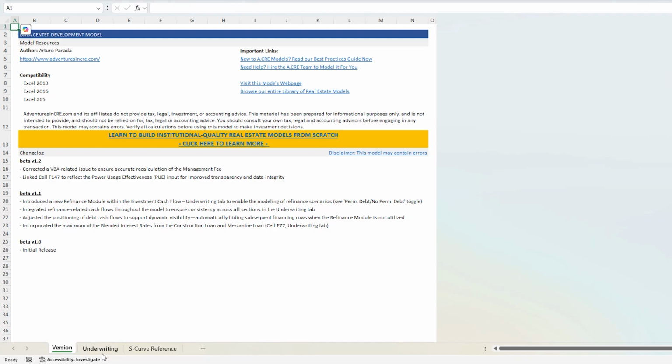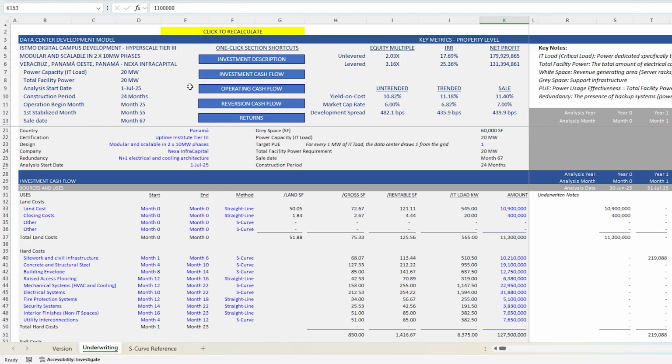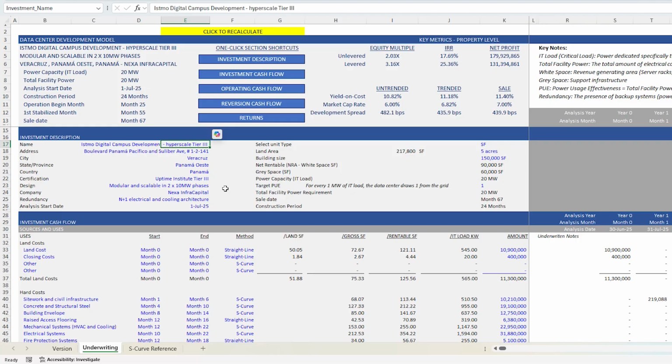Now, as with most of our models, you'll find an underwriting tab, where the great majority or all of the inputs of a model live. Blue font cells being those input cells. Let me first cover, before I walk through Arturo's model here, some of the key differences if you're unfamiliar with data center modeling.